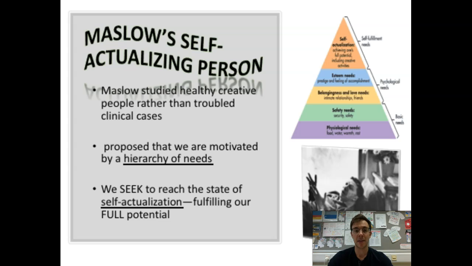Okay. We have discussed this guy before. He should be familiar. We've looked at the hierarchy of needs. Abraham Maslow, one of the founders of the humanistic approach to psychology. So Maslow studied these healthy, creative people rather than troubled clinical cases. We looked at Freud last lecture and talked about the individuals that he studied, people with clinical cases of neurosis, right? And came from depressed backgrounds. So Maslow instead studied a very different crowd. He proposed that we are motivated by a hierarchy of needs. This is what helps us in terms of our development and our personality and our behavior.